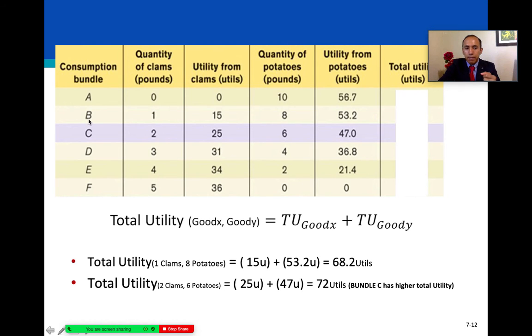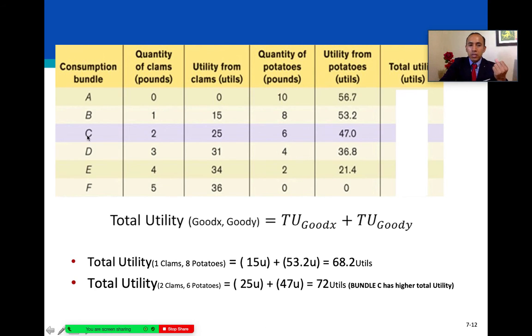Then we have bundle B. Bundle B is 1 clam and 8 potatoes. If you look at the bottom formula, bundle B gives you 15 utils for 1 clam and 53.2 utils for 8 potatoes. Add them together, 15 plus 53.2, that gives you 68.2 utils. That's a higher total utility combined. You have to add them together to get the total utility of both goods if you're consuming them together. You add the utility of each of them in the bundles.